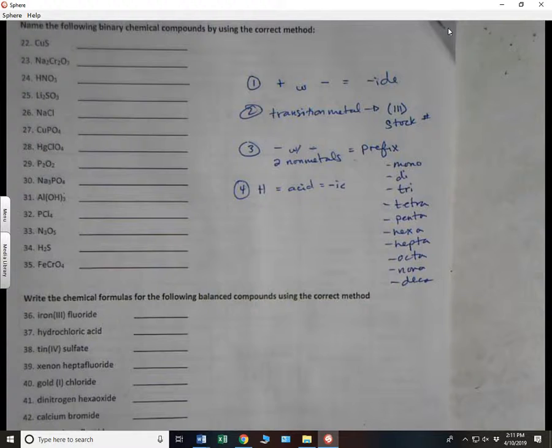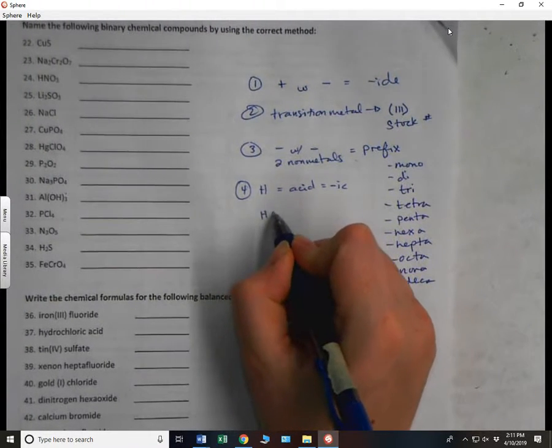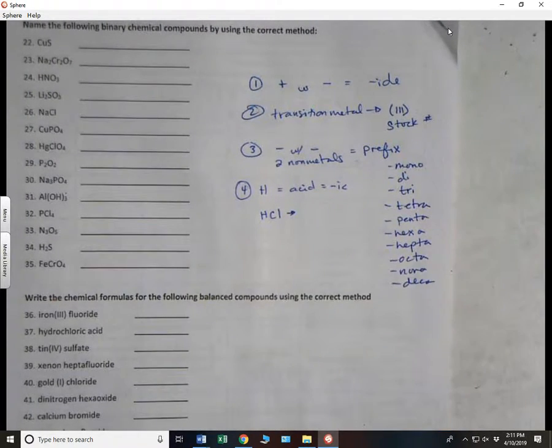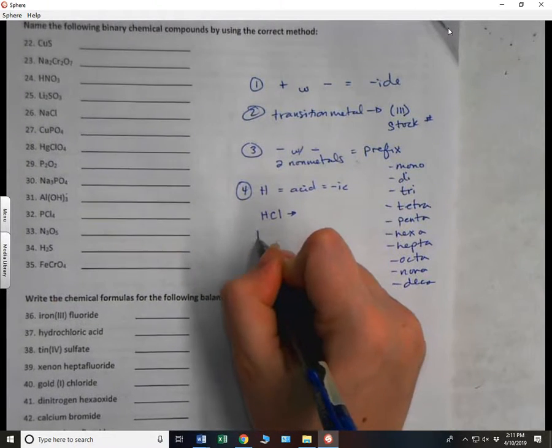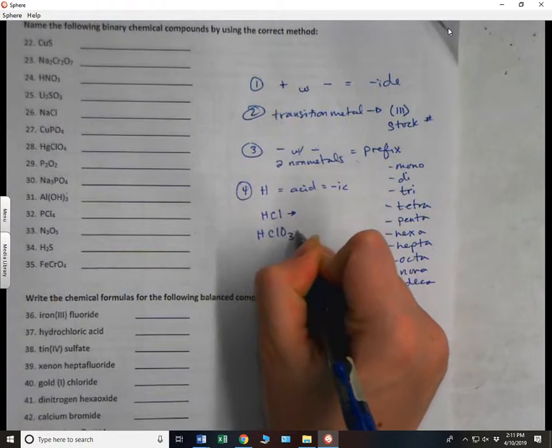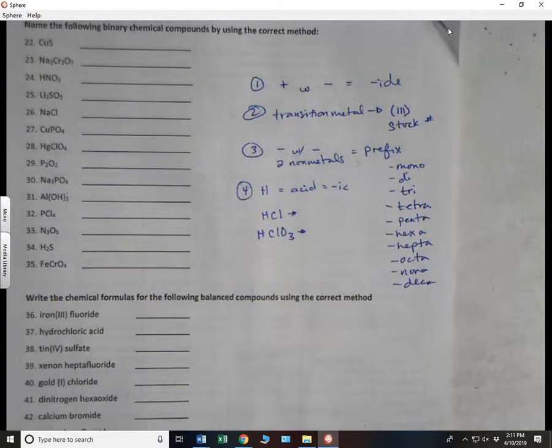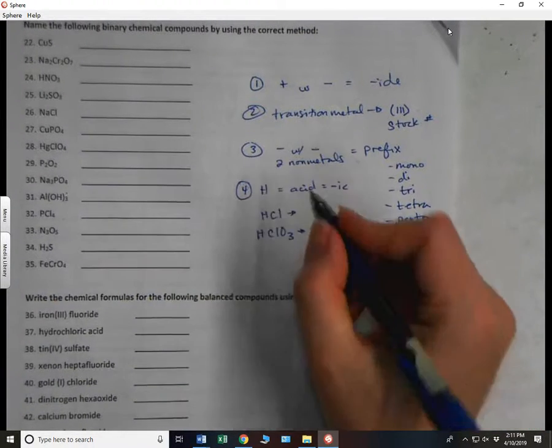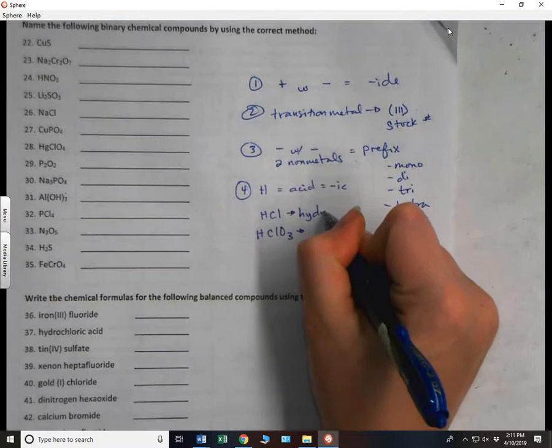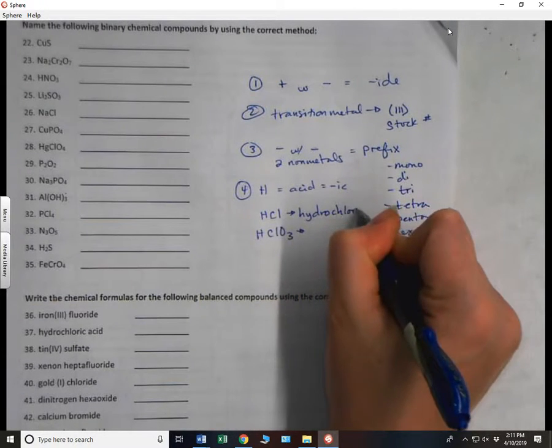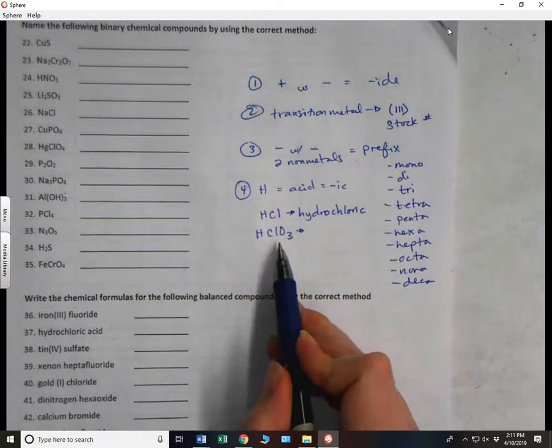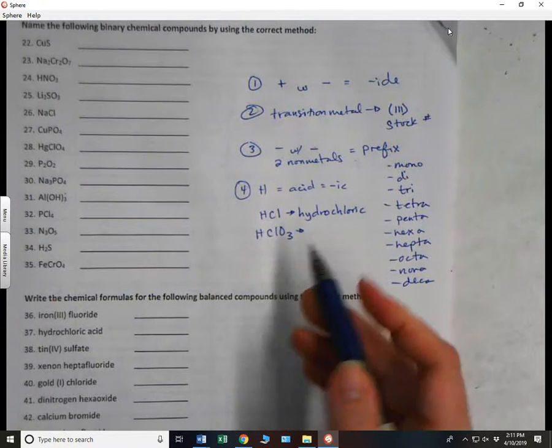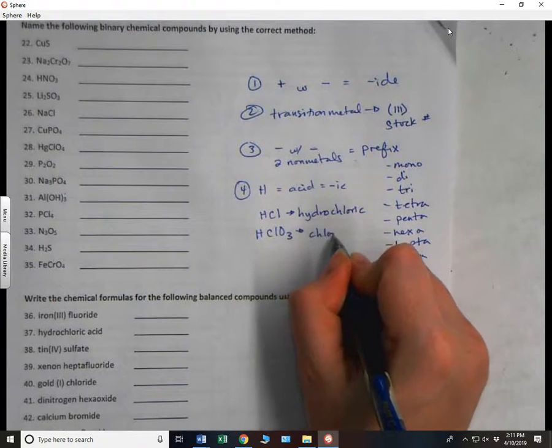If I have HCl versus HClO3, right? They're almost the same. They both have hydrogen. They both have chlorine. But this one, you keep the hydro. This is hydrochloric acid. But if there's an O, there's no hydro. So this is just chloric acid. Okay.